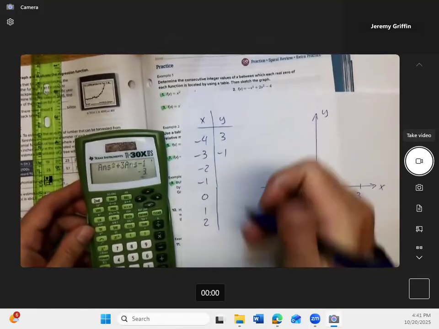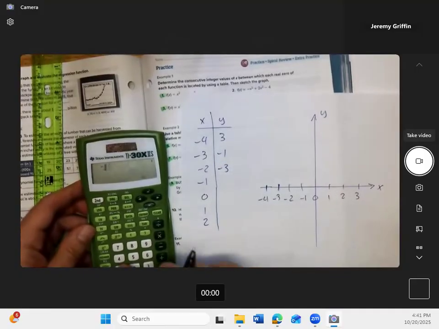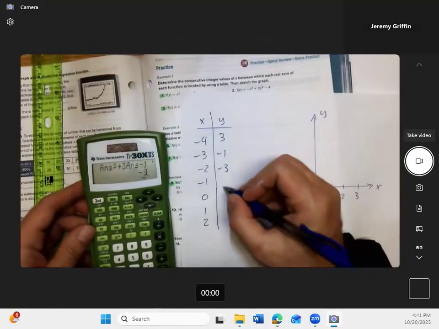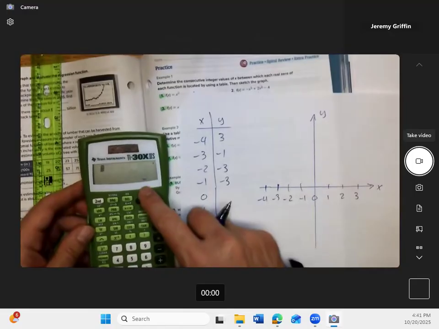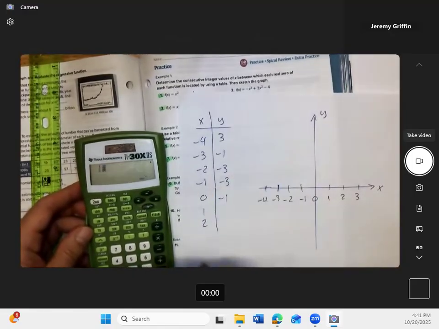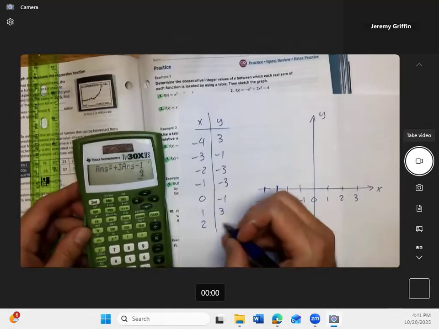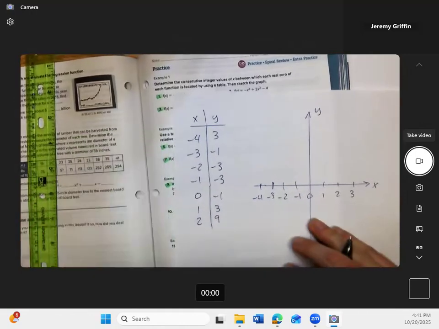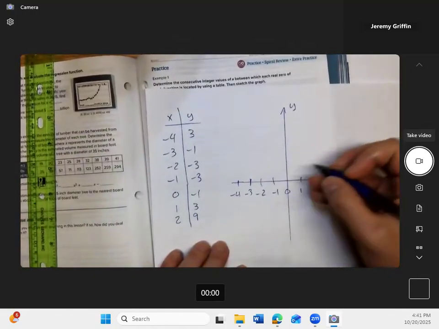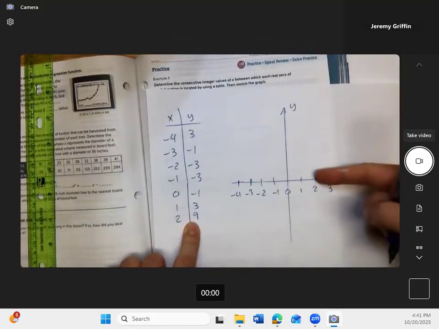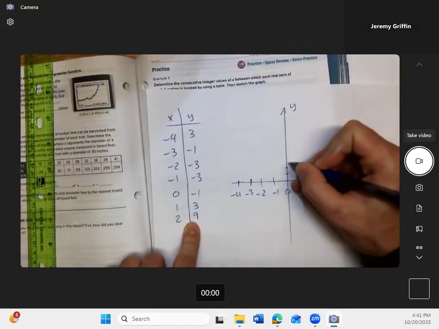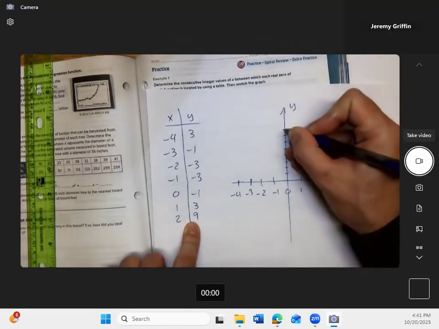-2, plug that in, get -3. -1, plug that in. Also -3, 0, plug it in, -1, 1, plug it in, 3, 2, plug it in, 9. Okay. I can plot all those. So it looks like it goes down to -3, but it also goes up to 9 here. Let's go: 1, 2, 3, 4, 5, 6, 7, 8, 9.